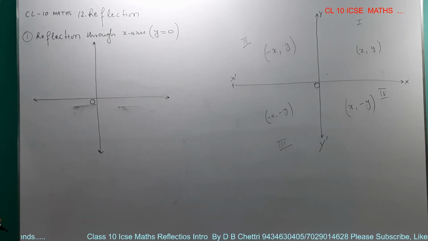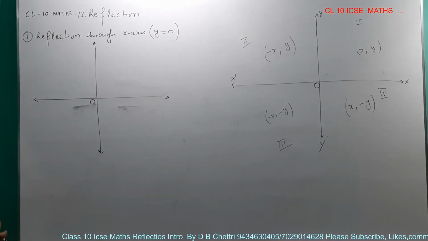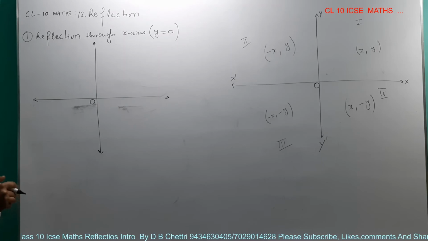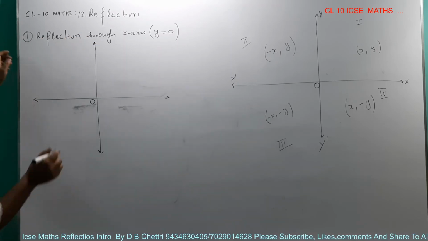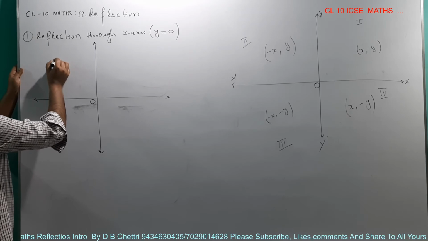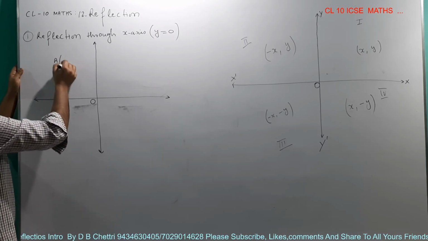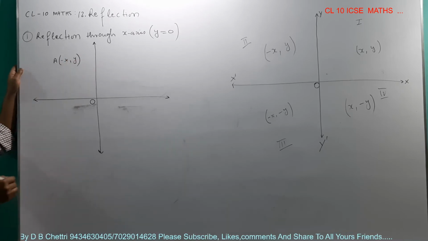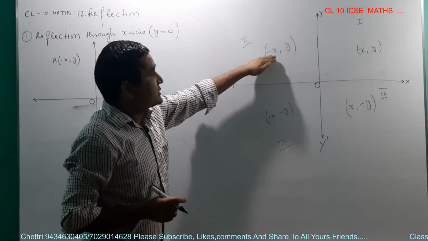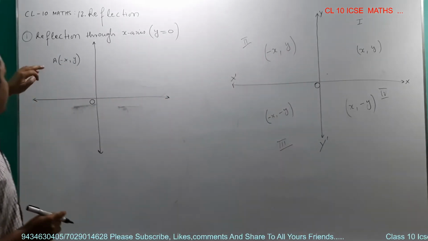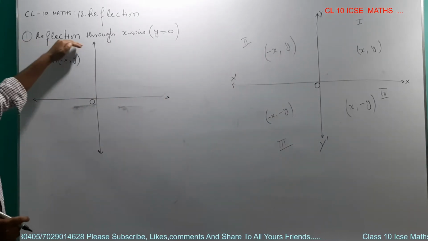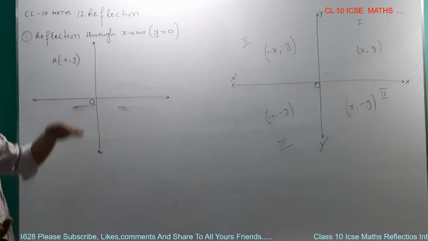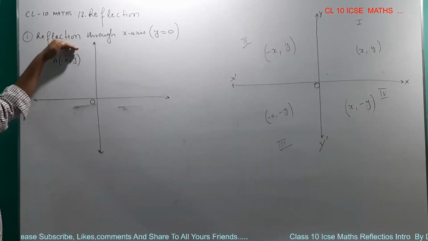Okay, and if questions ask to find the coordinate of the image reflected through the x-axis. Suppose one object is here, then the coordinate of this object is (minus x, plus y), because in this quadrant x is minus and y is plus. Questions are to find the coordinate of the image when it reflects through the x-axis.